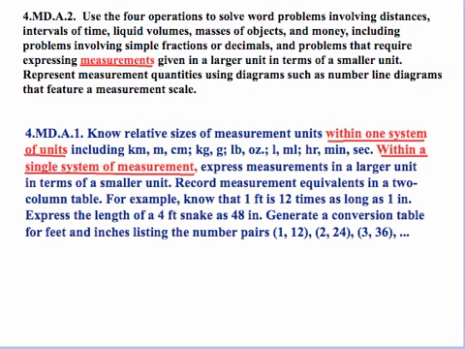The standard talks about measurements. In the same grade level, standard 4.MD.A.1 talks about knowing relative sizes of measurement units within one system of units, such as kilograms and so forth. And again, within a single system of measurement is the focus. So students will not be expected to convert, say, from kilograms to pounds or anything. We have to keep it either all metric or all within the English system.